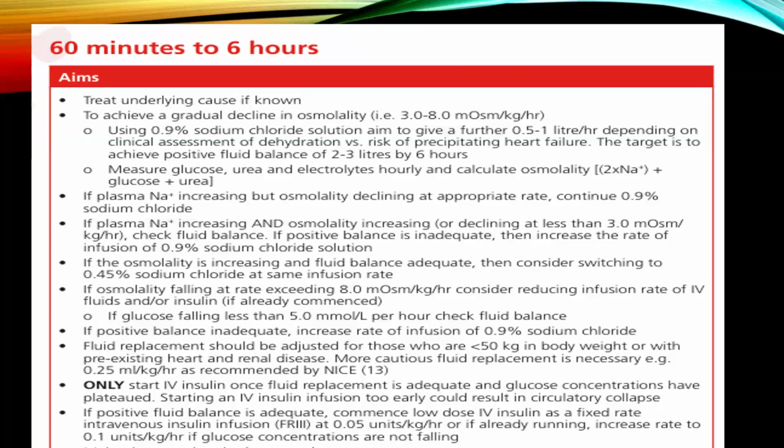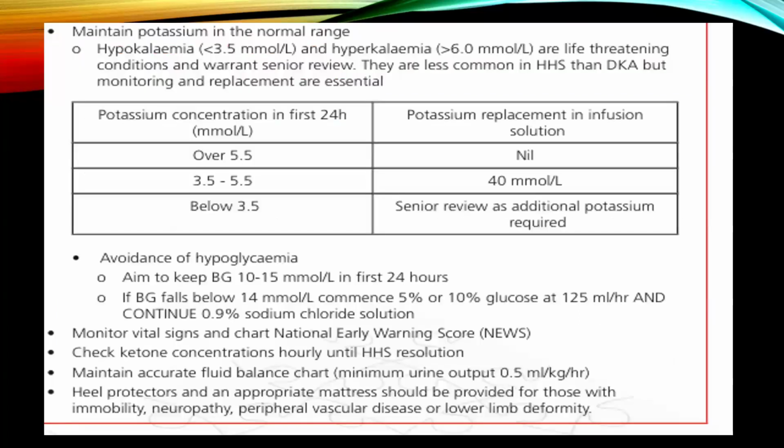Only start IV insulin once the fluid replacement is adequate and glucose concentrations have plateaued. Starting the IV infusion too early could result in circulatory collapse. If positive fluid balance is adequate, then start insulin as a fixed rate infusion at 0.05 units per kg per hour, or if already running, increase the rate to 0.1 unit per kg per hour if glucose concentrations are not falling.